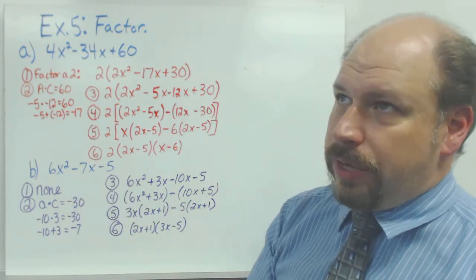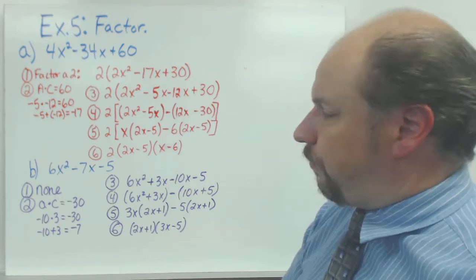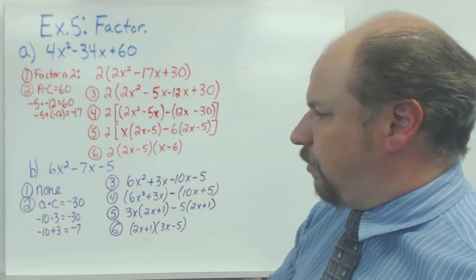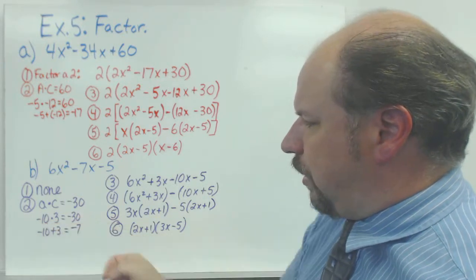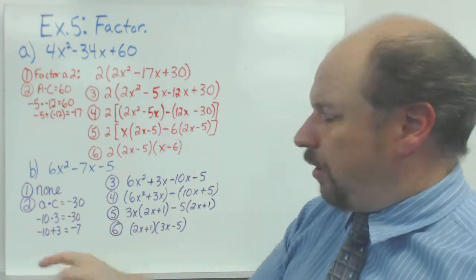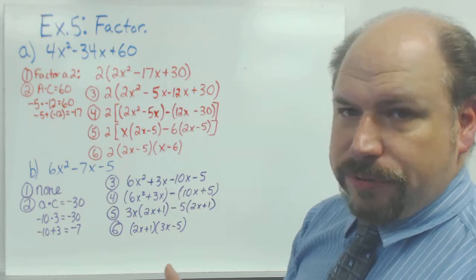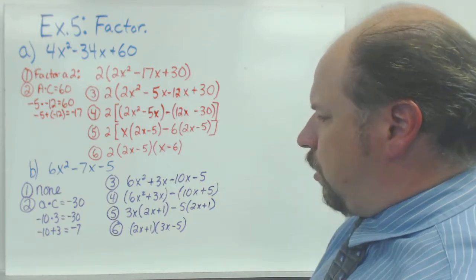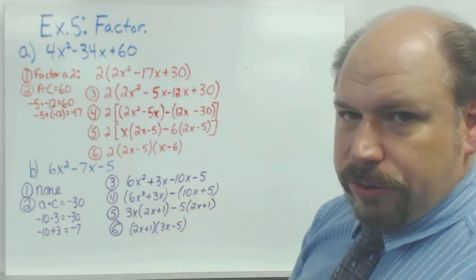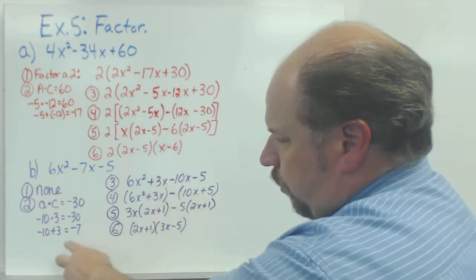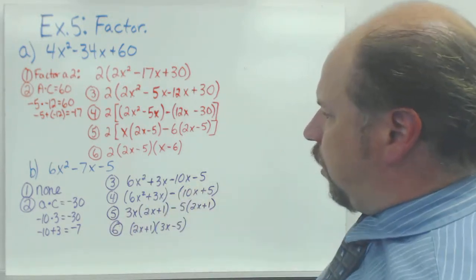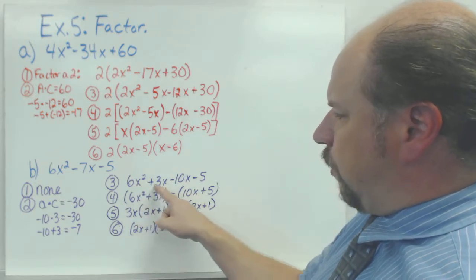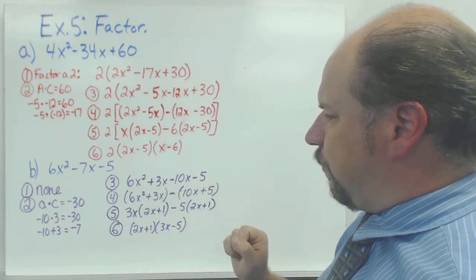So negative 30, well, that could be 6 and 5. That could be 15 and 2. Or it could be 10 and 3. Well, negative 10 times 3 is negative 30, and negative 10 plus 3 is negative 7. So that one seems to work. So once again, expand out that middle term. So we have plus 3x and minus 10x right here. So we have 6x squared plus 3x minus 10x minus 5.